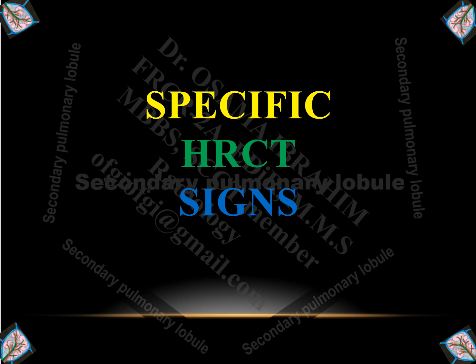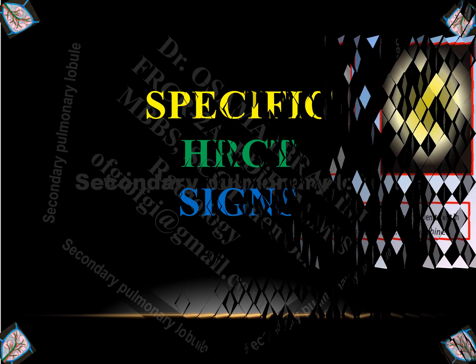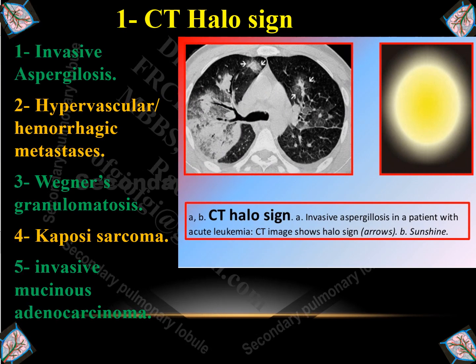Let me talk about the specific HRCT signs, which can also help make a differential diagnosis and can help to diagnose the pathology if one of them is present. The first one is the CT halo sign. The CT halo sign means a pulmonary nodule like this, surrounded by ground glass opacity, or like this, in an immunocompromised patient. And these are also pictures of the halo sign, which represents the sun shining and surrounded by its halo.